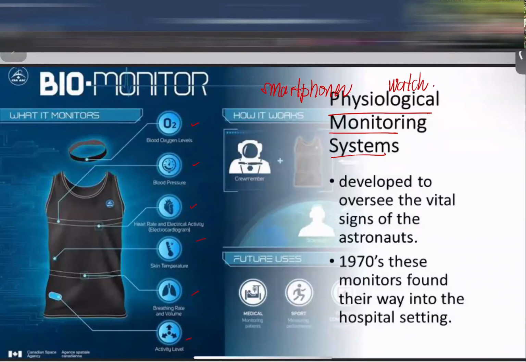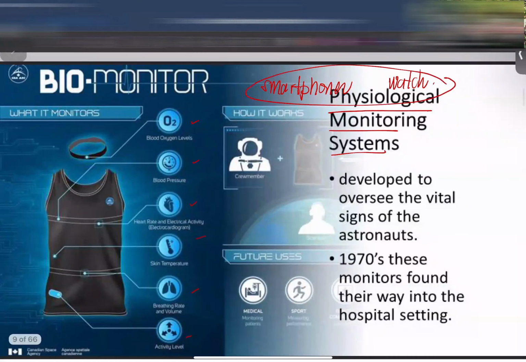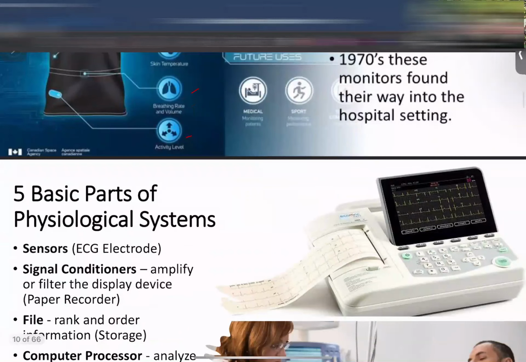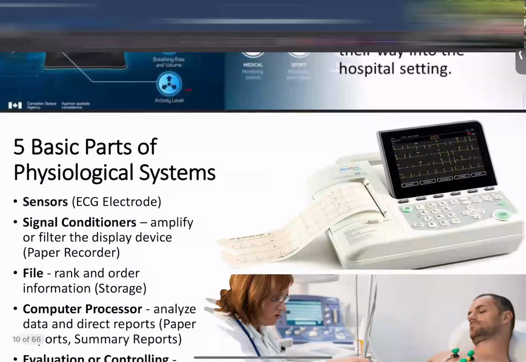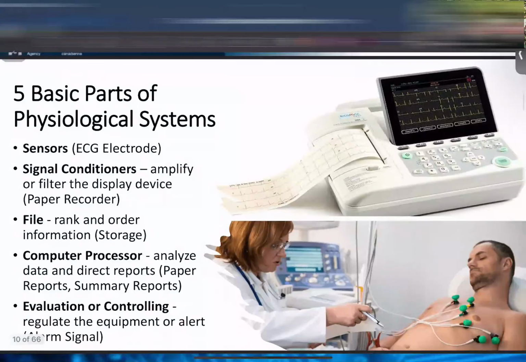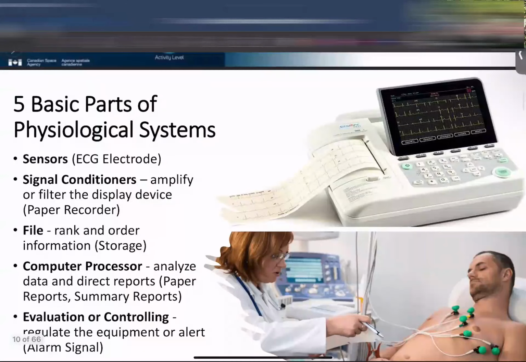But take note, class, that your smartphones and watch are less accurate. They are considered to be less accurate compared to the ones that are seen in the hospital setting. Okay? Baka sabihin nyo, may iWatch naman ako, hindi ko na kailangang pumunta ng hospital. Kaya naman ng iWatch ko mag-detect ng arrhythmia. So class, hindi. Kailangan mong pumunta ng hospital for the hospital to have the proper diagnostic test done to you. Okay? Now, there are 5 basic parts of your physiological systems.